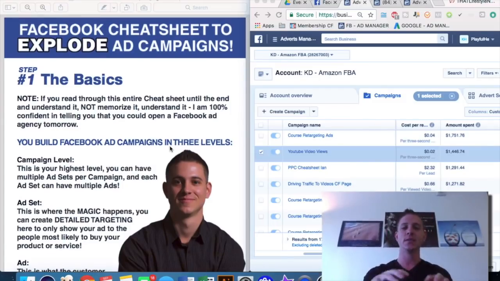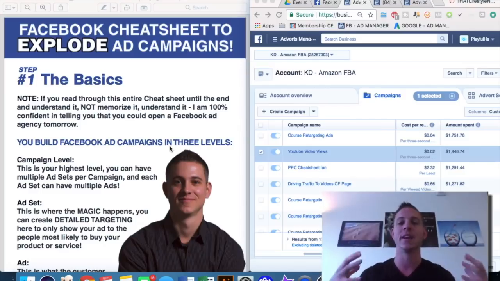So let's talk about the basics really quick. For those of you who know Facebook ads, you can skip a few minutes ahead if you want, but these are important things that everybody kind of needs to understand so that they can really have the infrastructure to build into the more advanced things.